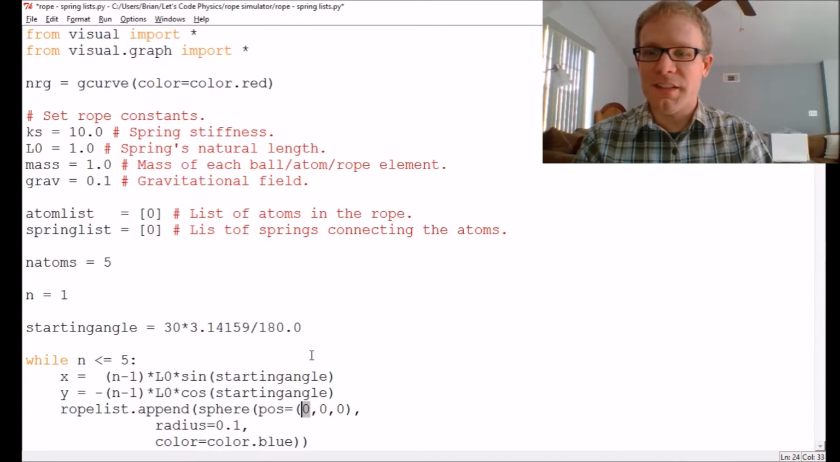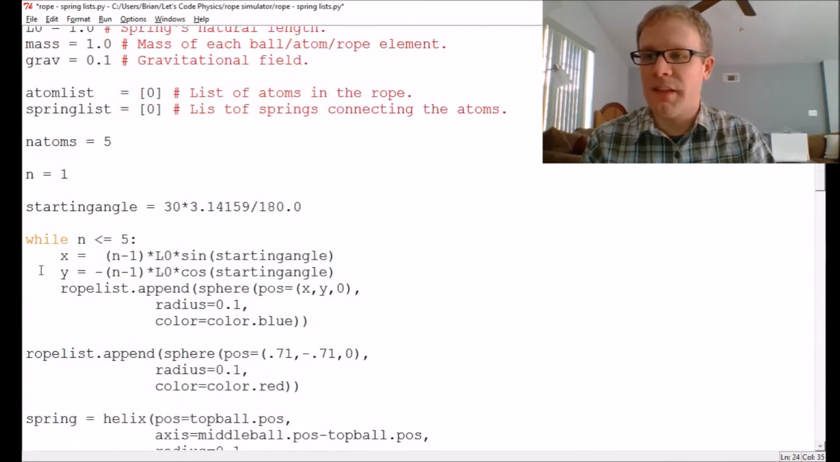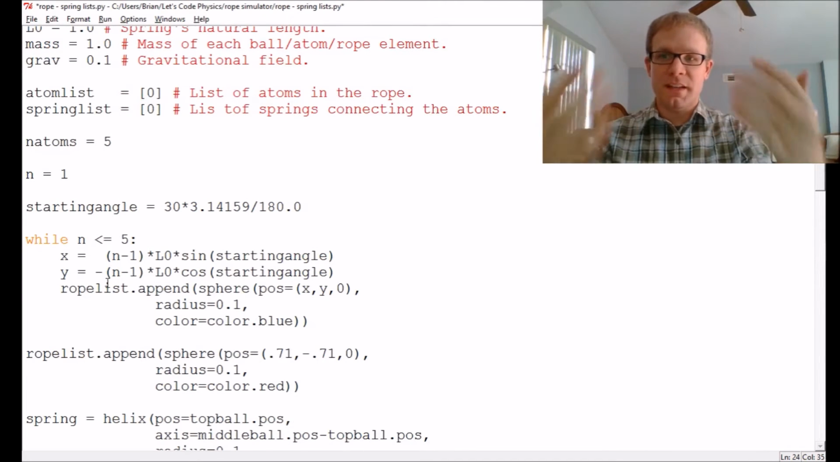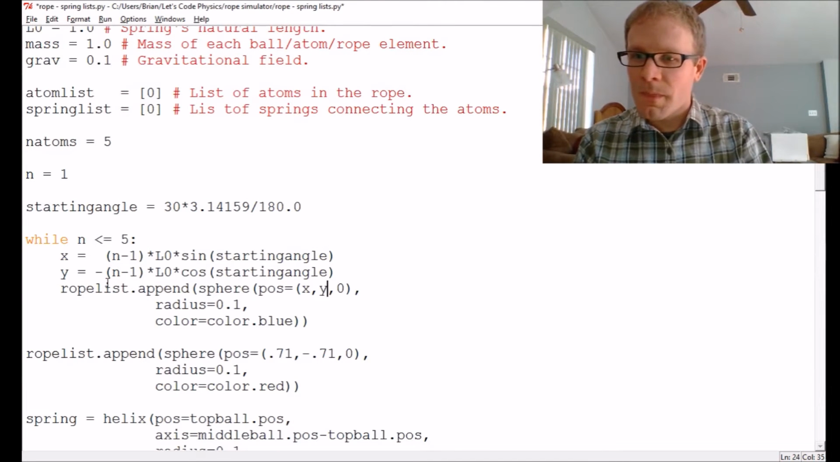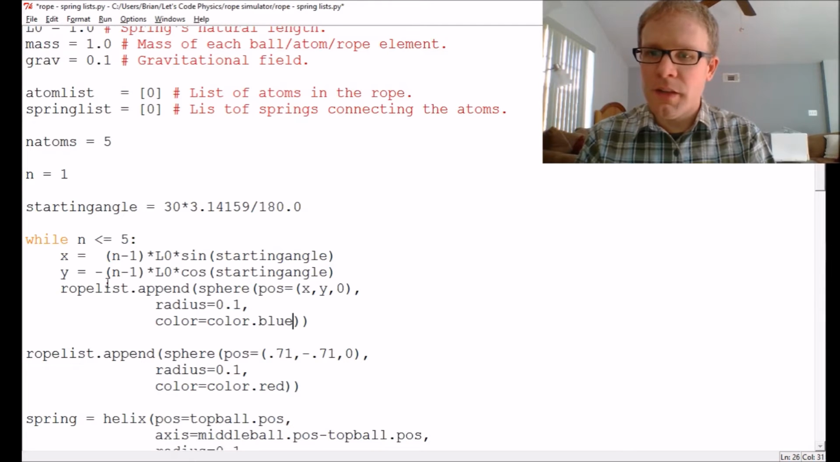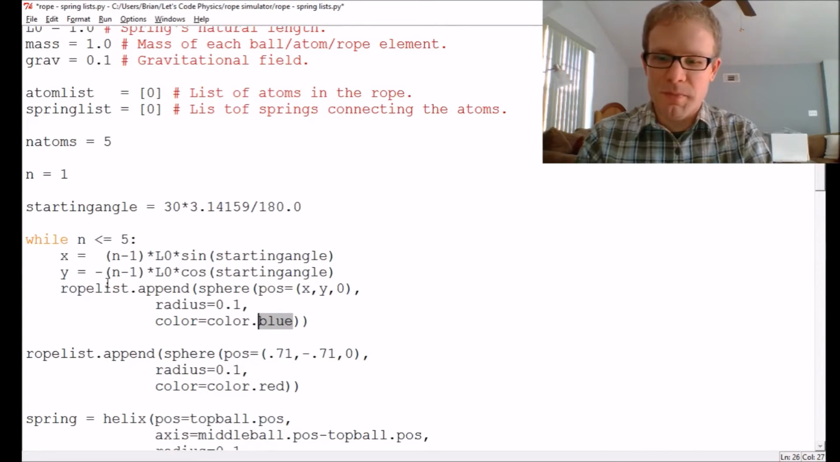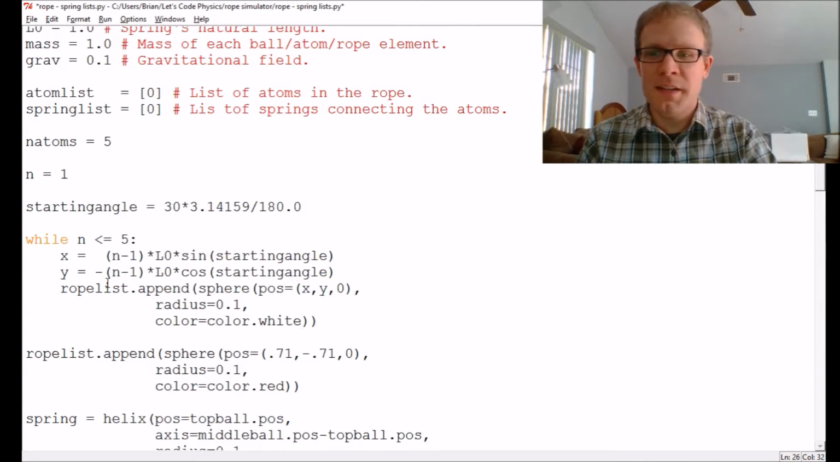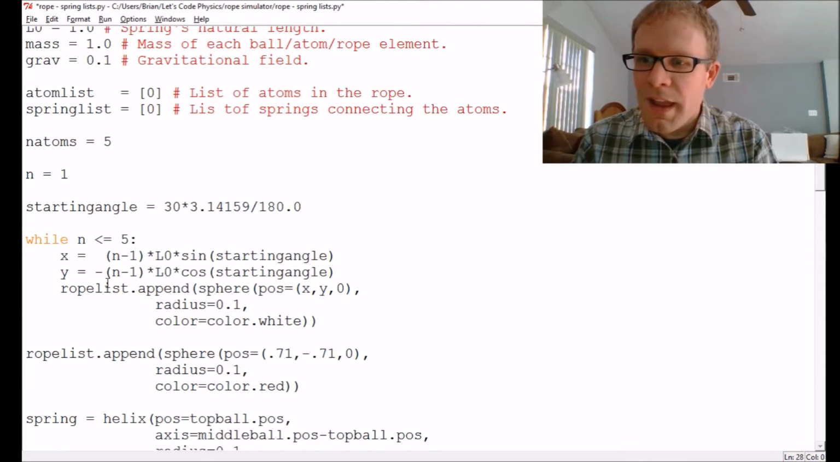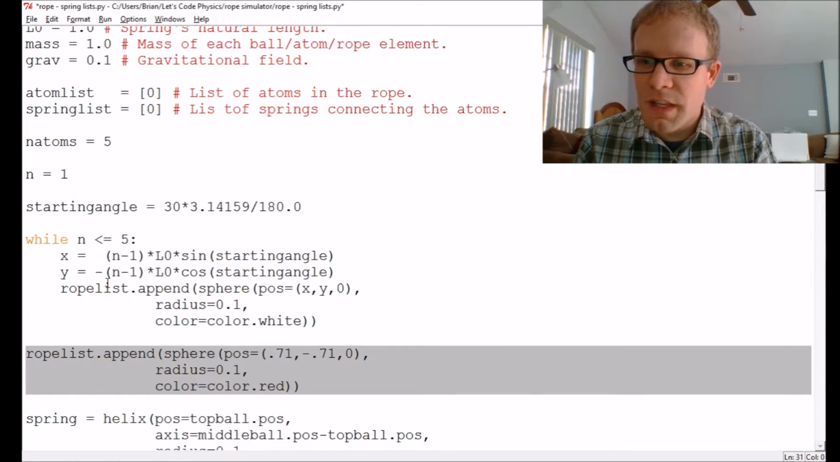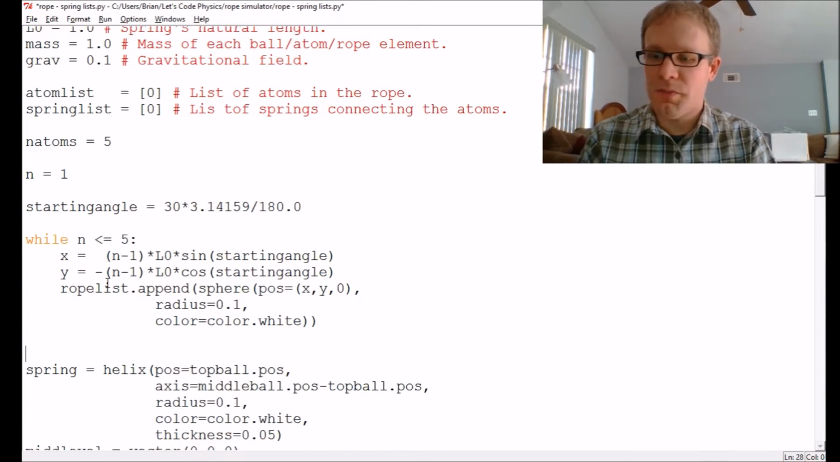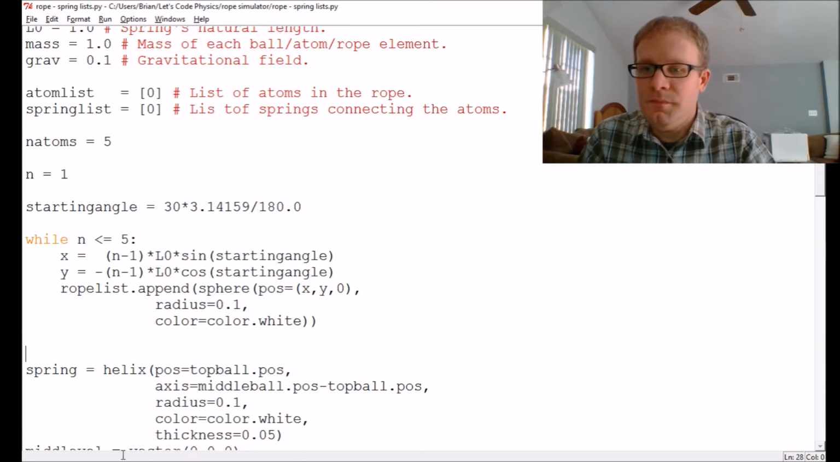So now instead of having this 0, 0, I can say x and y, and it'll update this x and y value every time the loop goes around. And tell you what, let's make this thing a little bit less distinguishable between the atoms and the springs. Let's make this whole thing white. And then I don't have to keep adding more of them, which is pretty cool. Awesome.